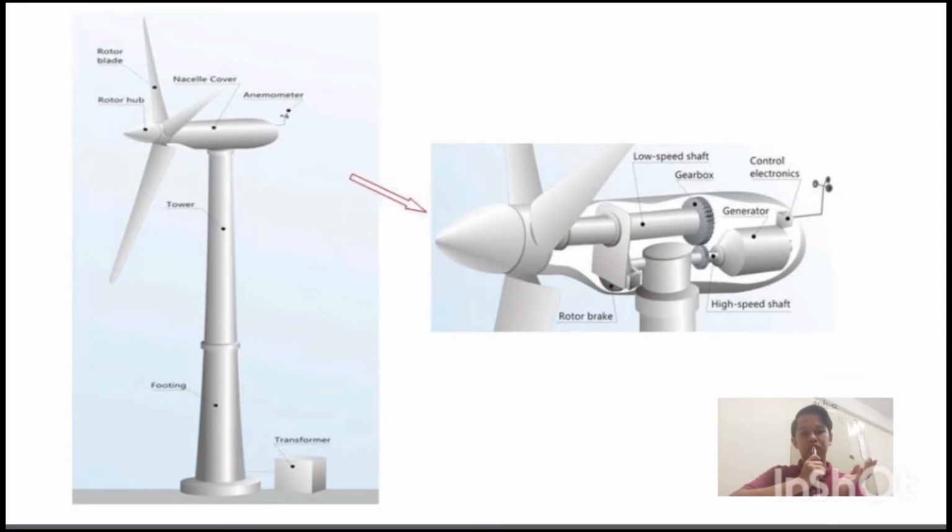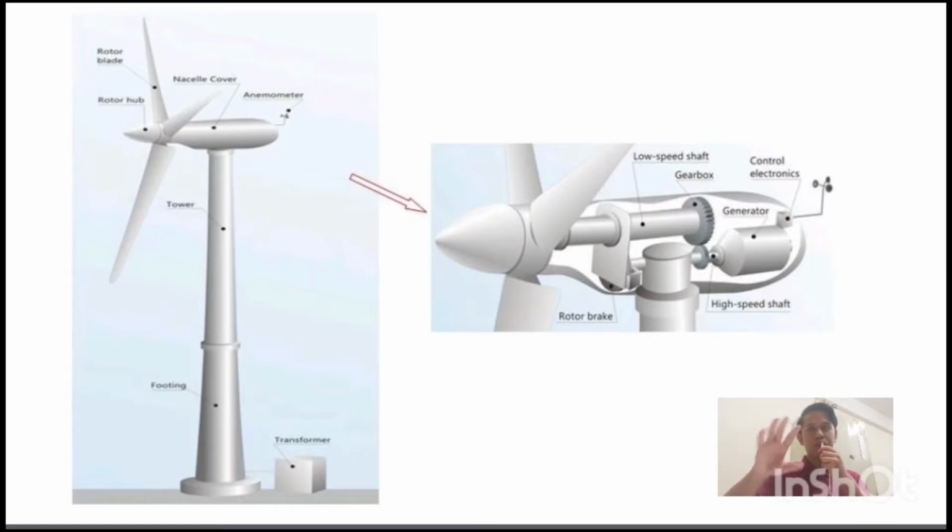Okay, before this I explained about the outside part of the wind turbine. Next I will explain the inside of the wind turbine, in the rotor blade. In the box behind the wind turbine, or the rotor blades, we have the low speed shaft, the gearbox, the generator, control electronics, a rotor brake, and lastly the high speed shaft.